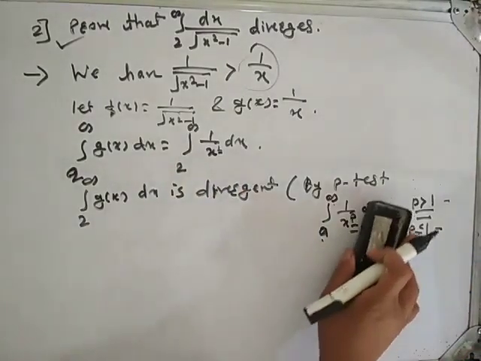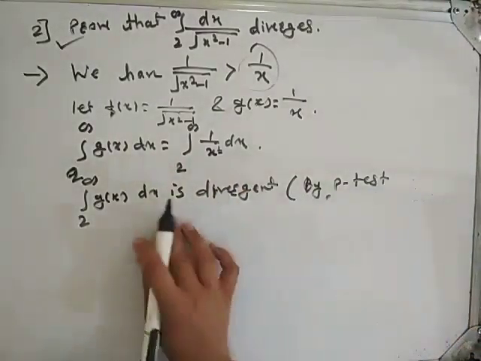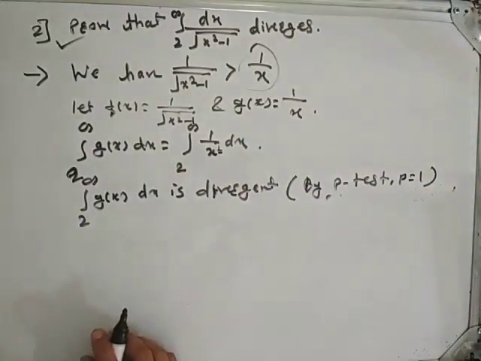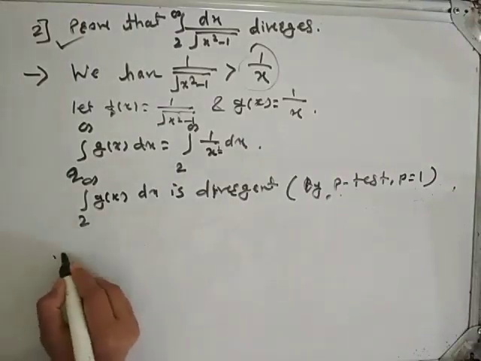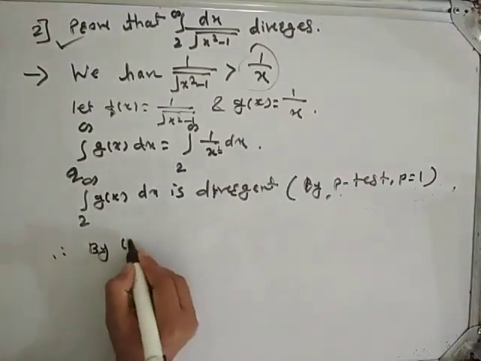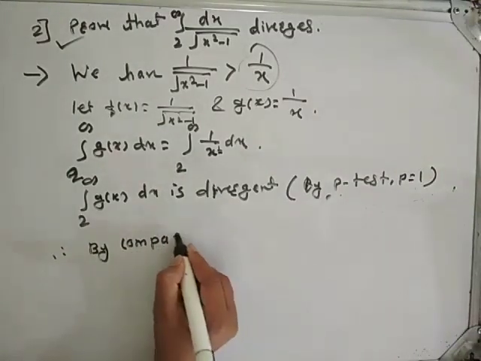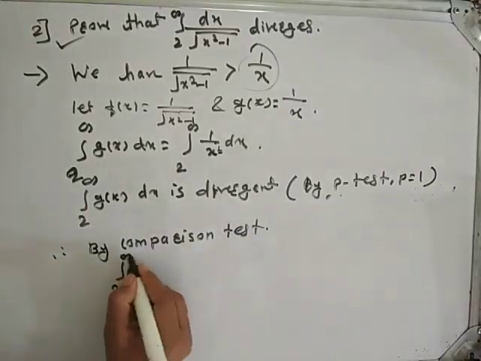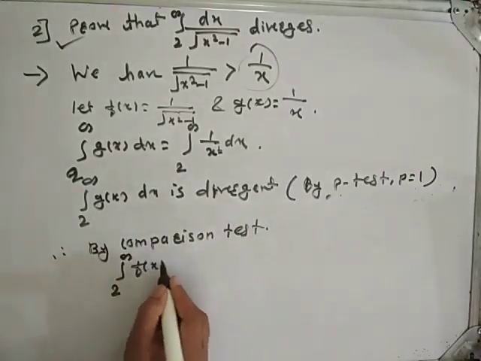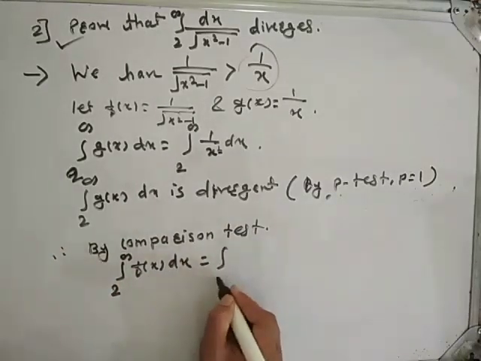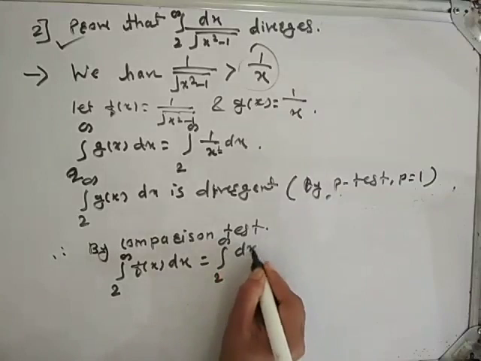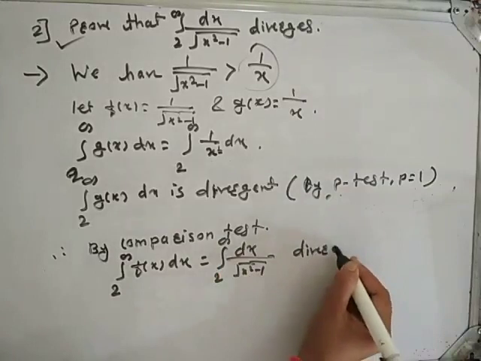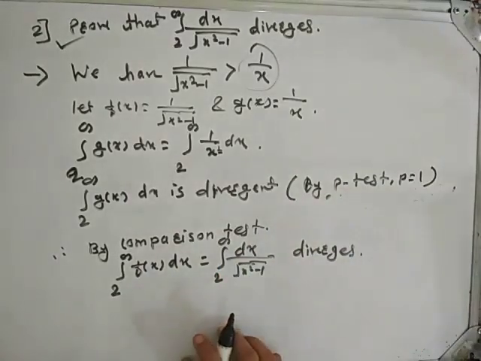Here p is equal to 1, so integration from a to infinity g of x dx is divergent by the p test. Therefore, by the comparison test, what we will get? Integration from 2 to infinity f of x dx, which is equal to integration from 2 to infinity dx upon root of x square minus 1, diverges.